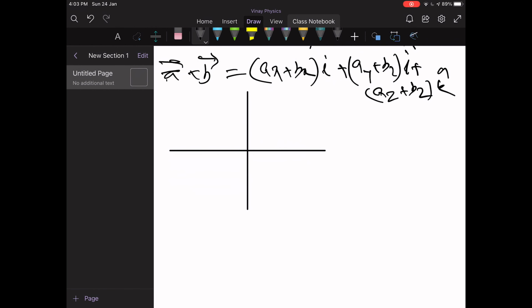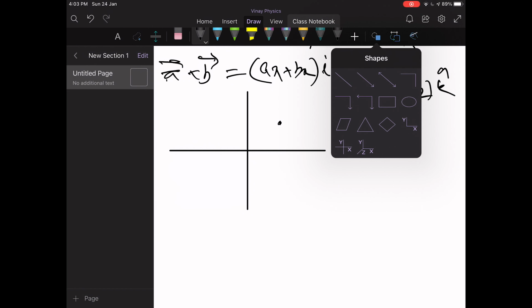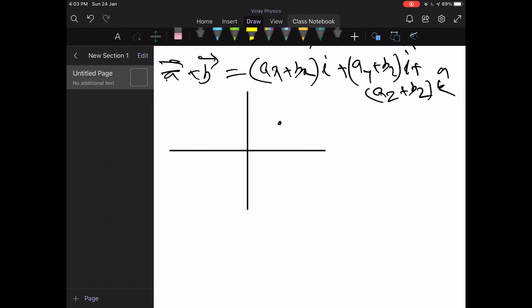Now what it is saying is that there is a particle here and there is a force acting on it which makes an angle of 45 degrees with the vertical. So let us say this is the particle and this is the force that is acting on it, and the angle is 45 degrees with the vertical. Now the question is, what is the component of the force in the vertical direction?